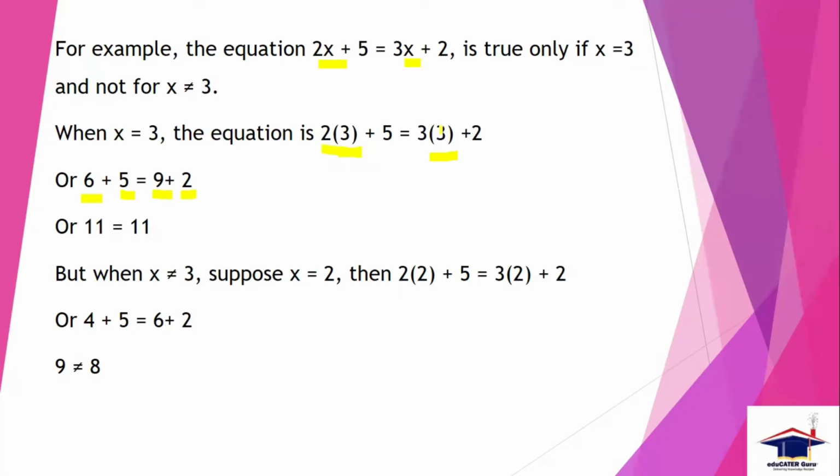The equation is true. So, suppose if we consider x equals 2, then what will be the answer? Let us see. So, in the place of x, we will put 2. So, 2 into 2 plus 5, 3 into 2 plus 2. That is 4 plus 5 is equal to 6 plus 2, which is 9 on the left hand side, 8 on the right hand side. So that is not equal. The equation does not equate on both the sides. Hence, it is said that equation is equal only if both the sides are having the same value. Hope you are clear.